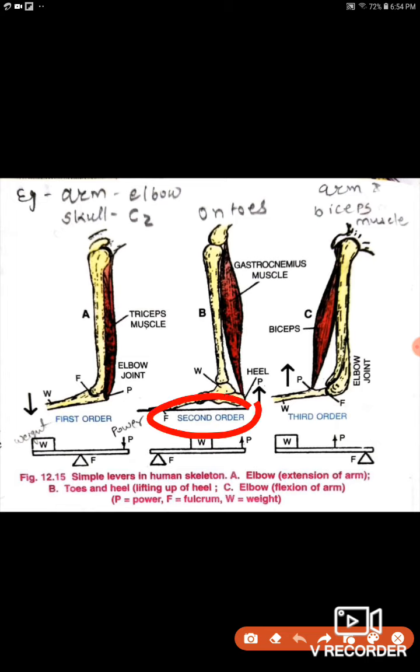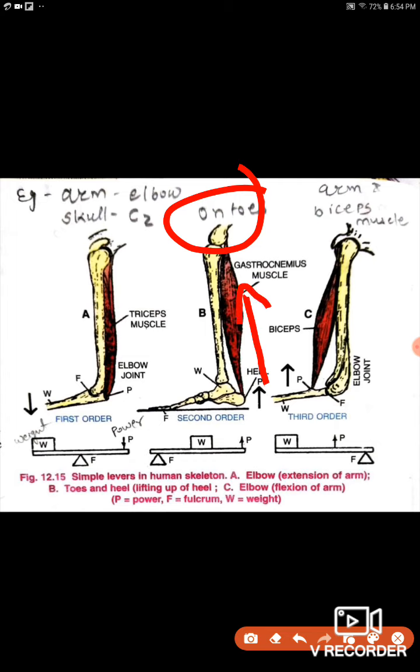Second is the second order mechanism. You can see here the fulcrum is at the end, but we are putting the weight in the middle, so the movement will be done here. The best example is the toes. When a person wants to raise the leg on the toe, the fulcrum will be here because it balances at this portion, and the weight will be here, and because of it we can pull our leg towards this region. So this is second order.